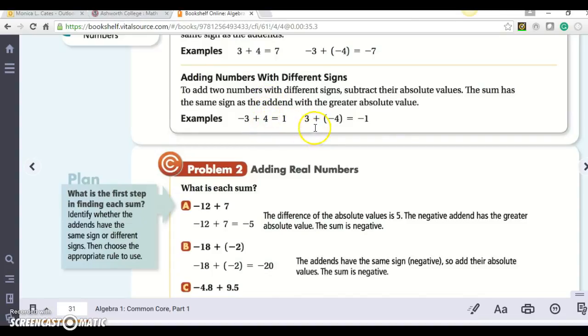For the second one, 3 plus -4. If I take the absolute value of both of them, -4 is larger. And 4 minus 3, again, is 1. And so it takes the sign of -4, and the answer is -1. Let's look at problem 2 now.